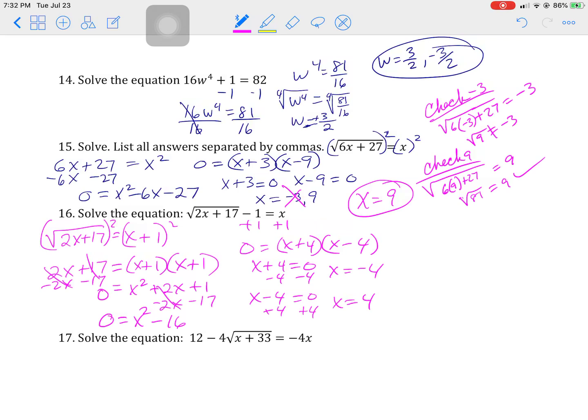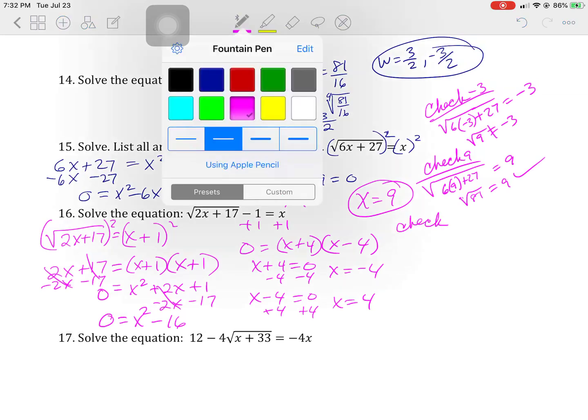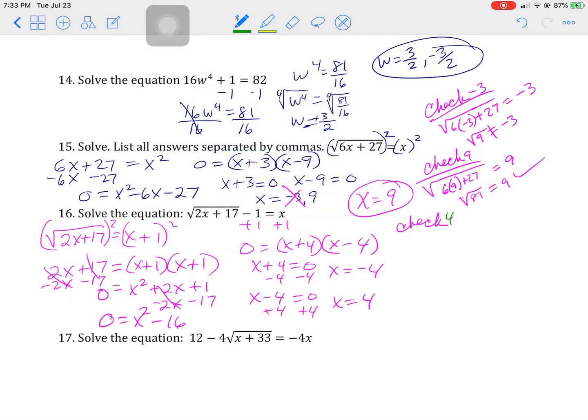All right, and since they were an even root, they need to be checked. Let's try a different color. Check a positive 4 back in the original problem. So 2 times 4 plus 17, minus 1 equals x, which is a 4. Okay, so 8 plus 17 is 25, square root of 25 is 5, minus 1 is 4. So the 4 is okay.